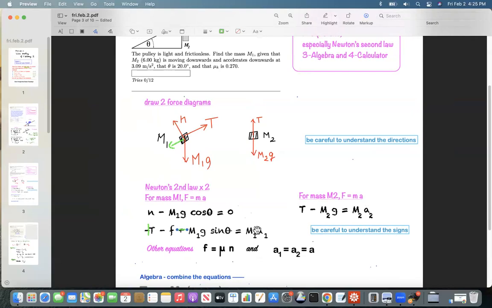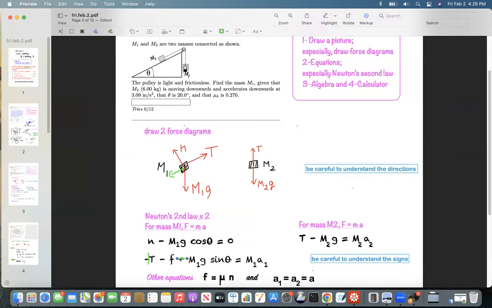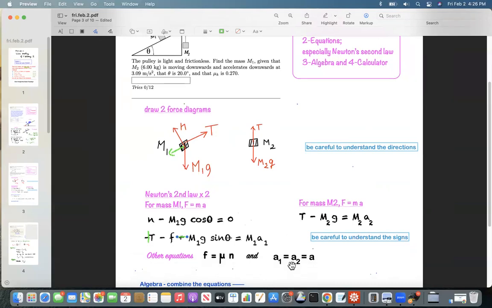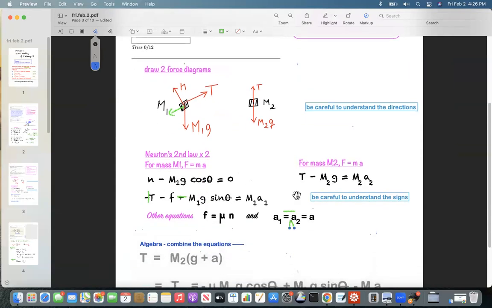And furthermore, A1 and A2 are related, because if M2 moves down by 1 inch, M1 moves up by 1 inch in the same time. So A1 and A2 have to be equal. Except M2 is moving down, M1 is moving up. So I guess I really should have a negative sign here. So you have to think about these signs carefully. There probably should be a minus sign here. I'm not sure these signs are correct. But anyway, you see where all of these things come from.